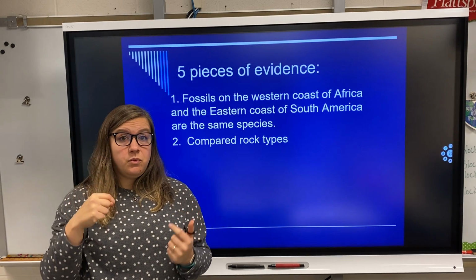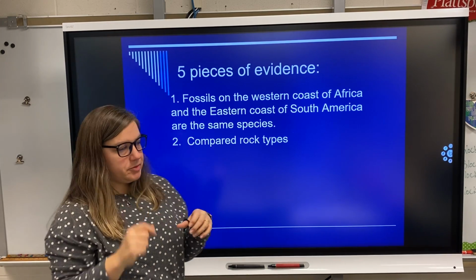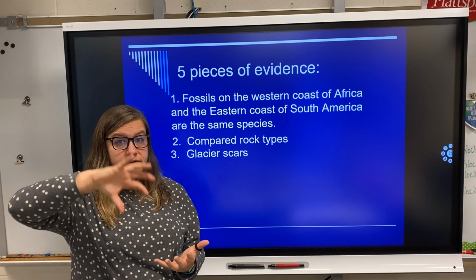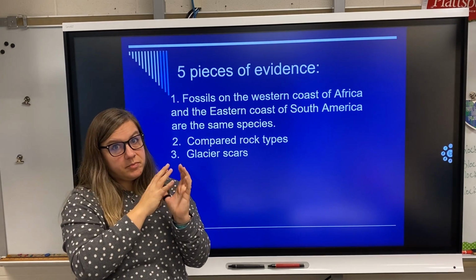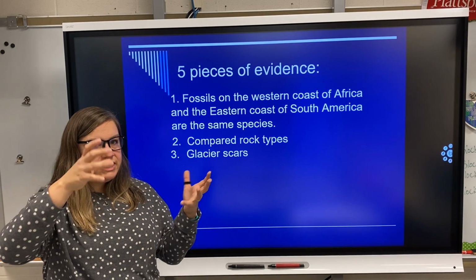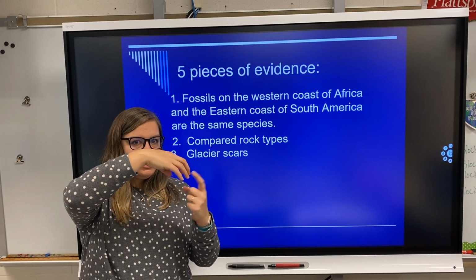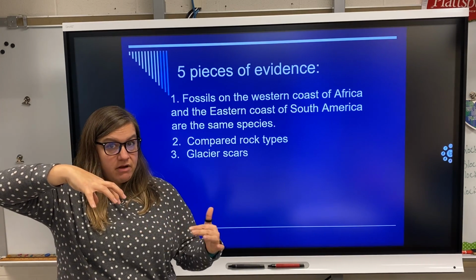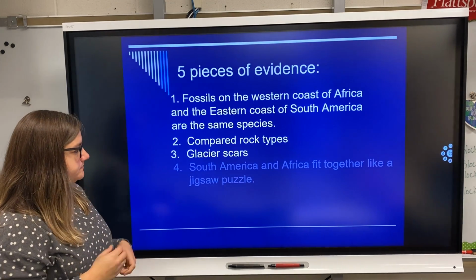And some different parts of the world that look like they fit together in that puzzle piece, those rock types match up. There's also glacier scars that are running in similar directions across the parts of the world that, if you were to put those puzzle pieces together, those glacier scars run in the correct direction. A glacier is basically like a giant ice cube that has rocks that get stuck underneath the ice, and when the glacier itself moves, it drags those rocks on top of the bedrock and leaves these deep scratches. So that's what glacier scars are.